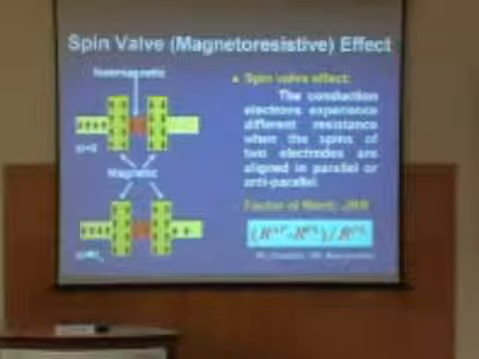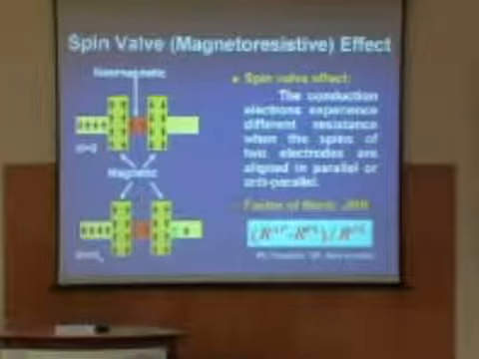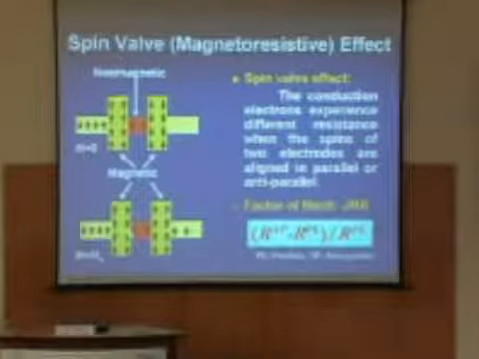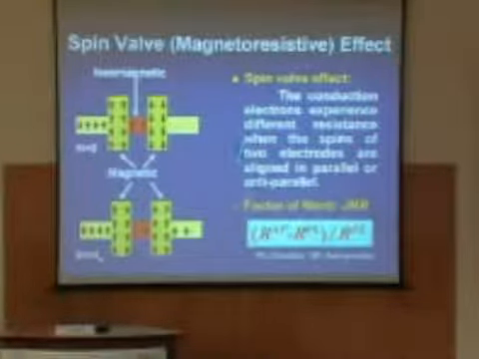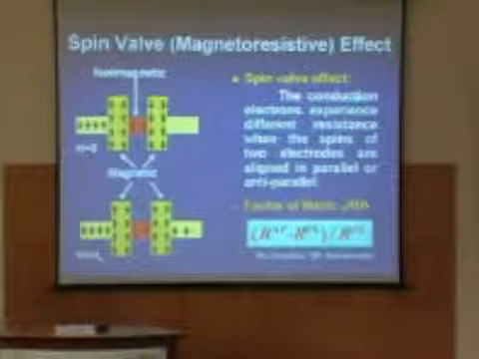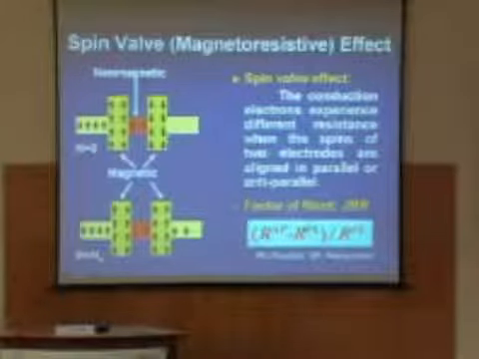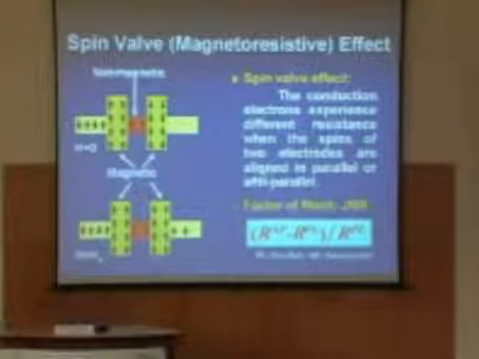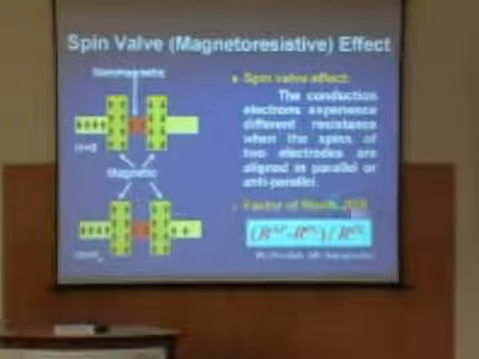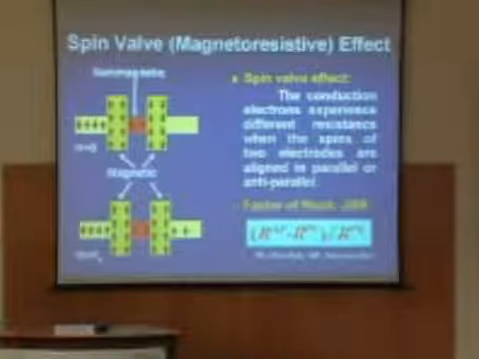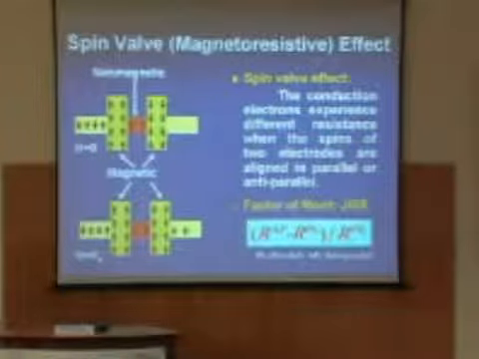But if I apply the field and flip the spin of the second contact, you can see the charge electron is sort of being passed through this device, the system. So what's happening here is what we call a spin valve effect, that the conduction electrons which are going to flow experience a different resistance when the spins of these contact electrodes are aligned in parallel or anti-parallel. So I define my JMR as this ratio: resistance anti-parallel minus resistance parallel, over resistance parallel.